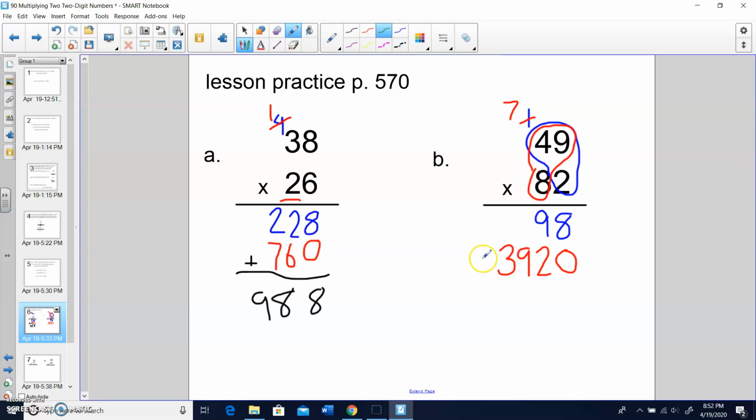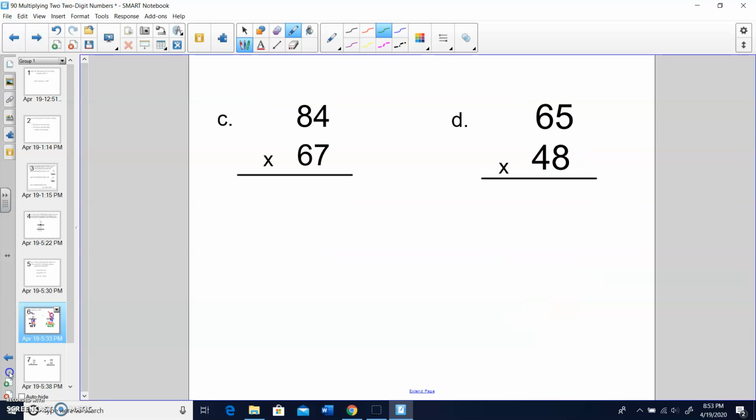Okay, so I can now add because I've multiplied my ones place and my tens place. 8 plus 0 is 8. 9 plus 2 is 11. Carry your 1. 1 plus 9 is 10. Carry your 1. 1 plus 3 is 4. So 49 times 82 is 4,018. Okay, go ahead and do C, 84 times 67.